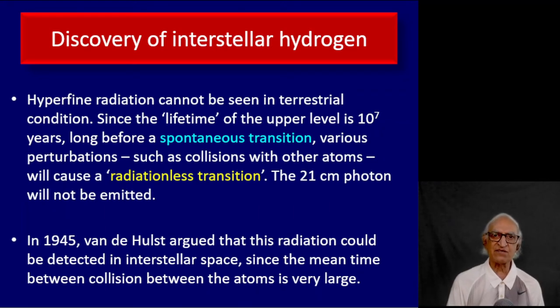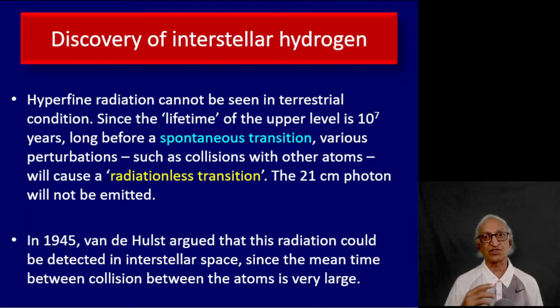In 1945, a young student by name Van de Hulst, working with the great Professor Jan Oort, about whom we shall discuss when we discuss galaxies, wrote a very famous paper in which he argued that this 21 centimeter radiation, while it cannot be easily observed on Earth, could be detected from interstellar space.